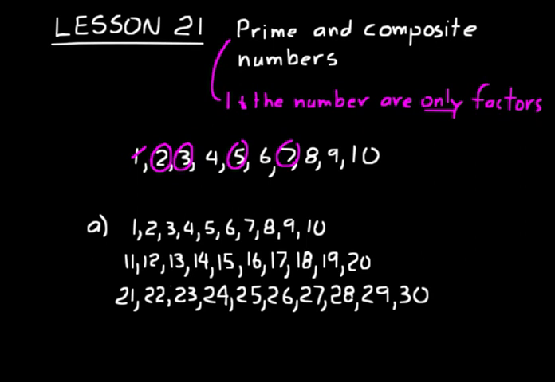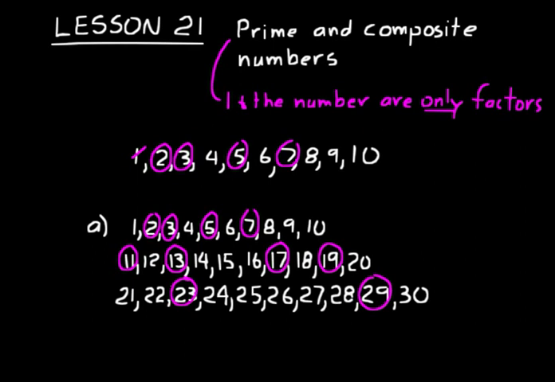Remember, 1 is not a prime number. 2, 3, 5, 7, all of those are. So we have 4 that are prime so far. 11 is a prime number. So is 13, 17, and 19. So now we have 8 prime numbers. We need 2 more. 23 is a prime number, and 29 is a prime number, divisible by 1 and itself.